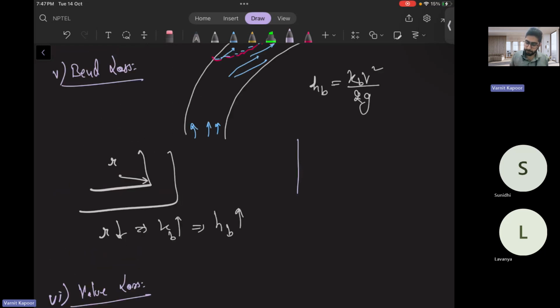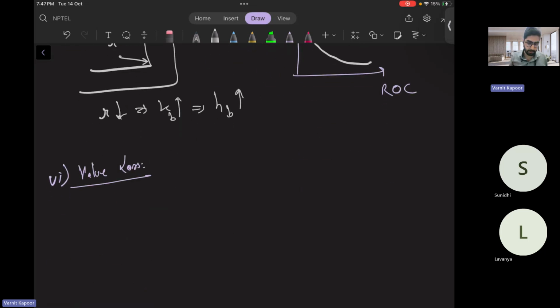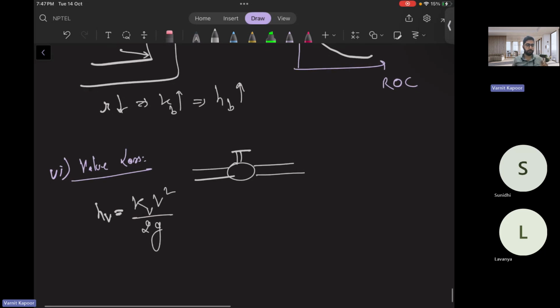So I'll make a short graph here, with radius of curvature ROC against K of the bend. If the radius of curvature increases, K decreases; if the radius of curvature is less, K was high. Similarly, the graph will look somewhat like this, if it is asked in the exam. Suppose I have a valve connected to two pipes. Again, H of the valve will be K of valve times V square by 2g. Okay, these are your minor losses.